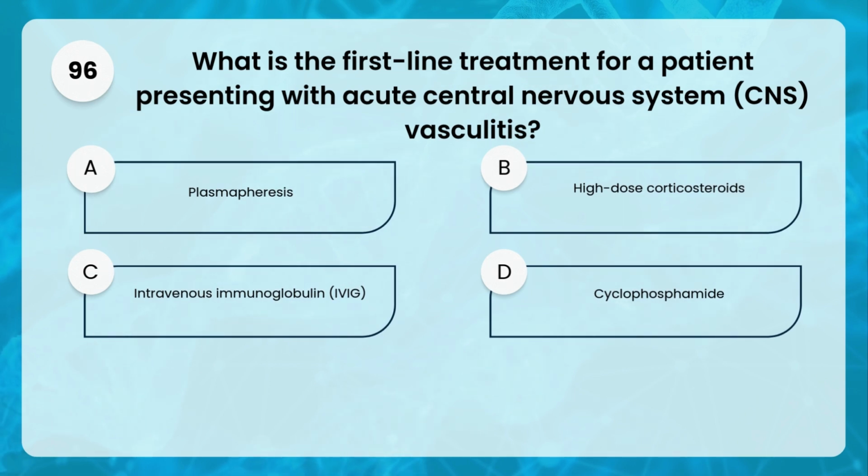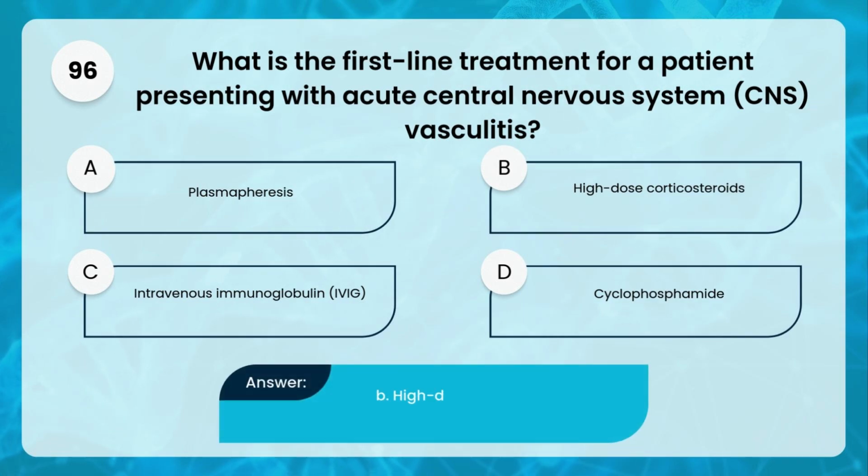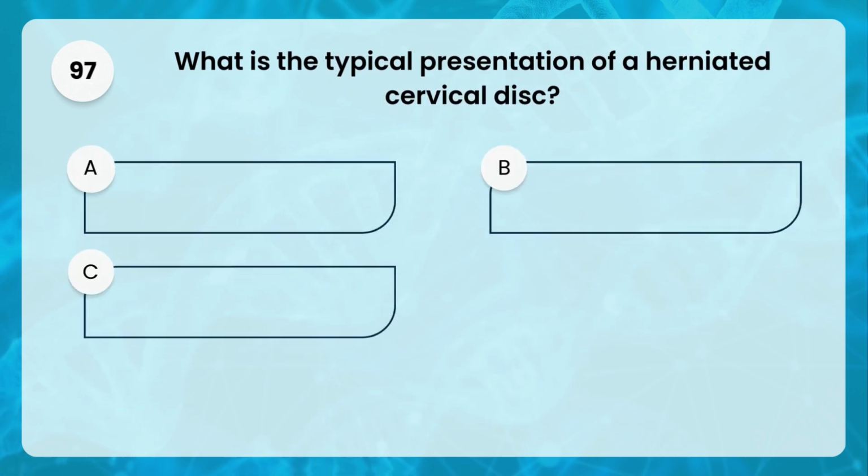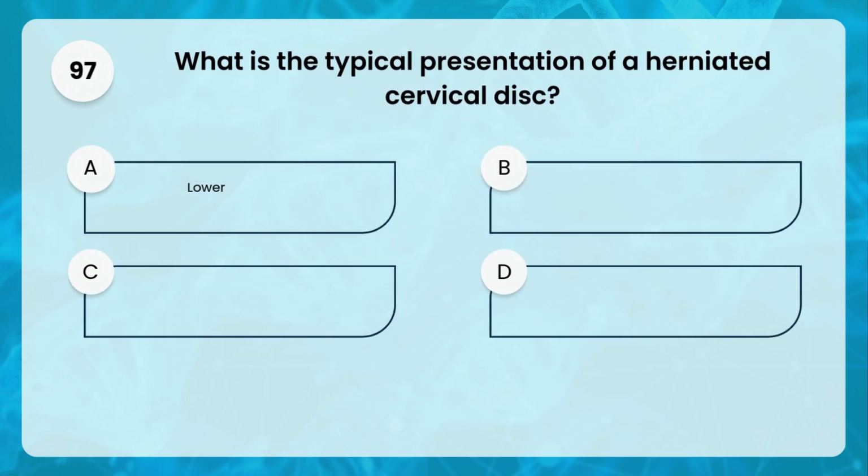96. What is the first-line treatment for a patient presenting with acute central nervous system, CNS, vasculitis? A. Plasmapheresis. B. High-dose corticosteroids. C. Intravenous immunoglobulin, IVIG. Or D. Cyclophosphamide. The answer is B. High-dose corticosteroids.